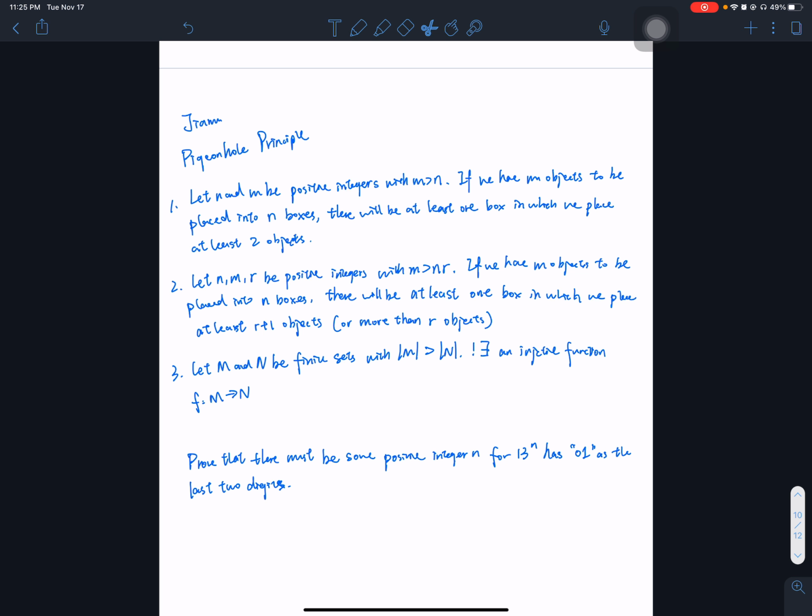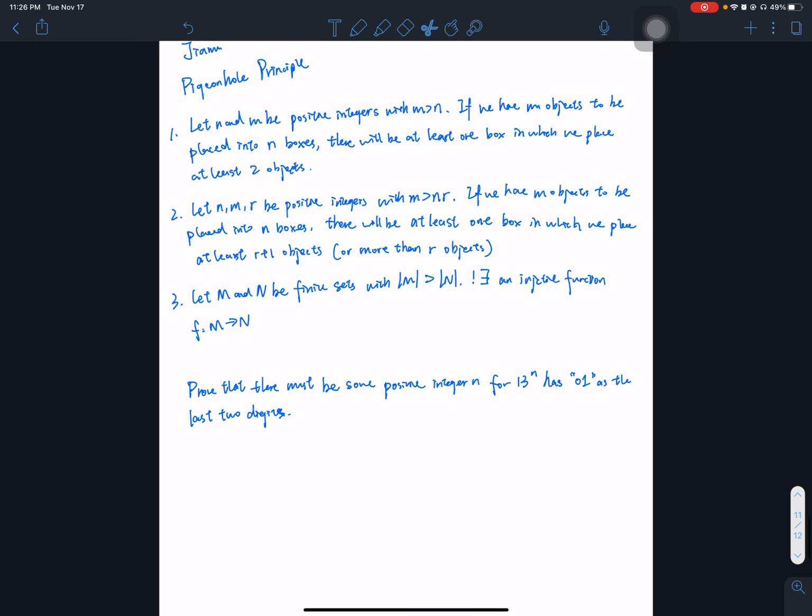Now, these three definitions are all versions of the pigeonhole principle, and we want to use the pigeonhole principle to solve a problem. The problem states: prove that there must be some positive integer n for which 13 to the nth power has 01 as its last two digits. So how do we solve this problem by using the pigeonhole principle?